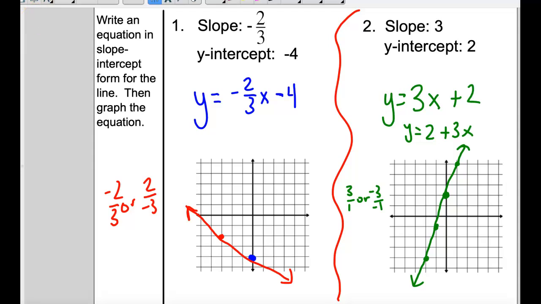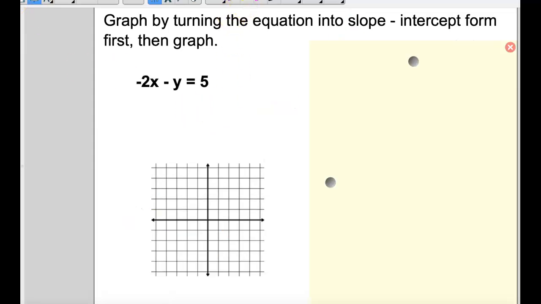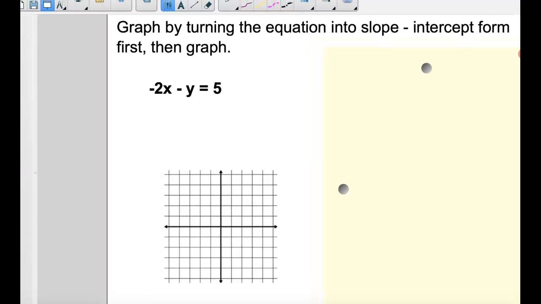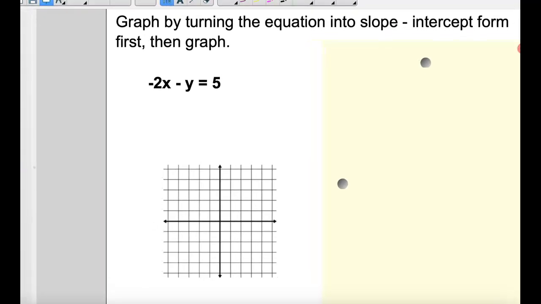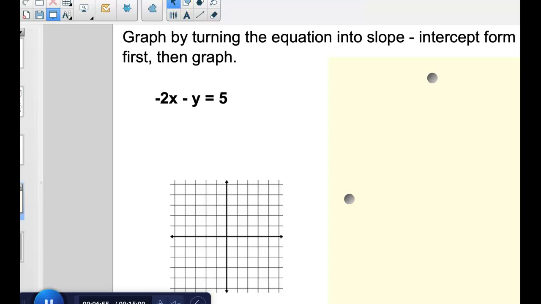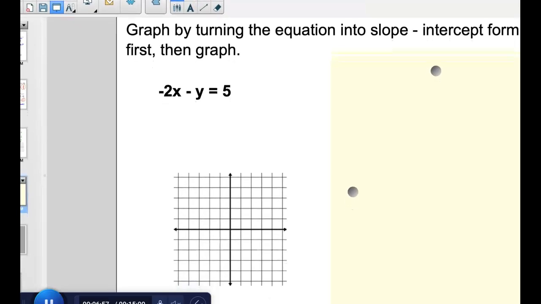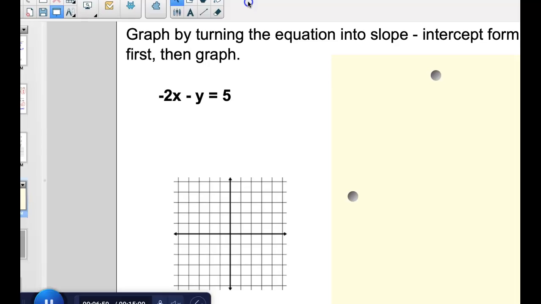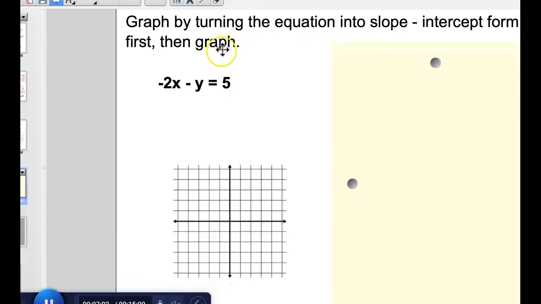Okay, so there'll be a couple of these on your assignment today. And then the big chunk of your assignment is going to come from here. Can you look at a standard form equation, and can you turn the standard form equation into slope-intercept form? Once it's in slope-intercept form, can you graph it? It's been a while since we've done this. Turning standard form into slope-intercept form, always get rid of your x first.